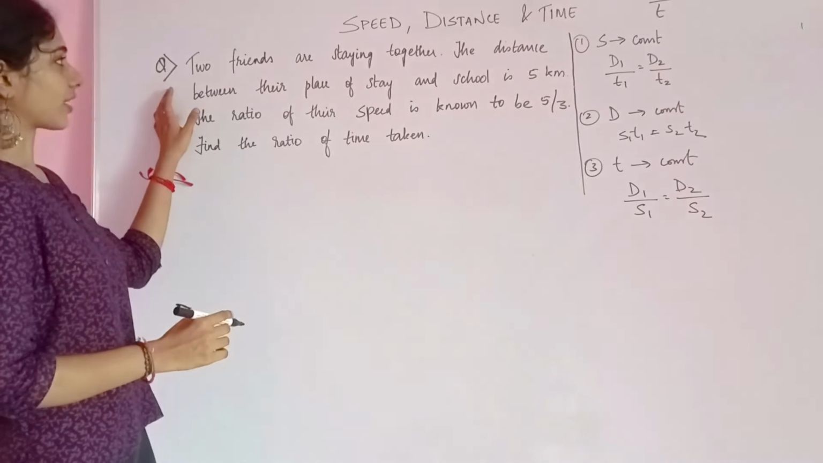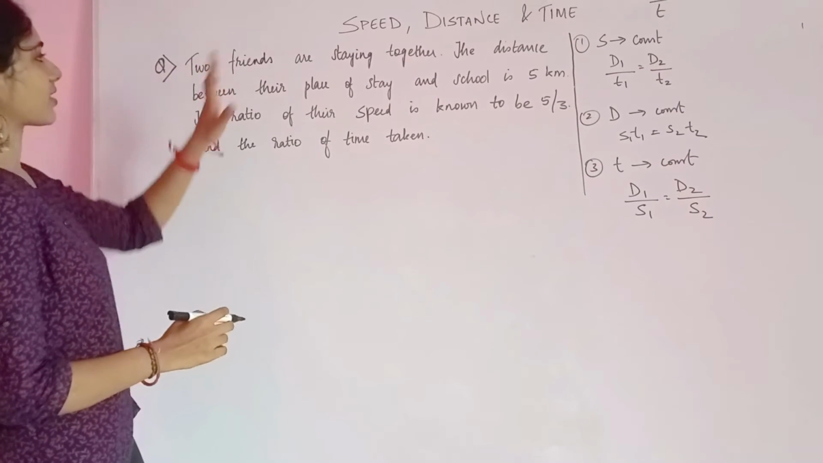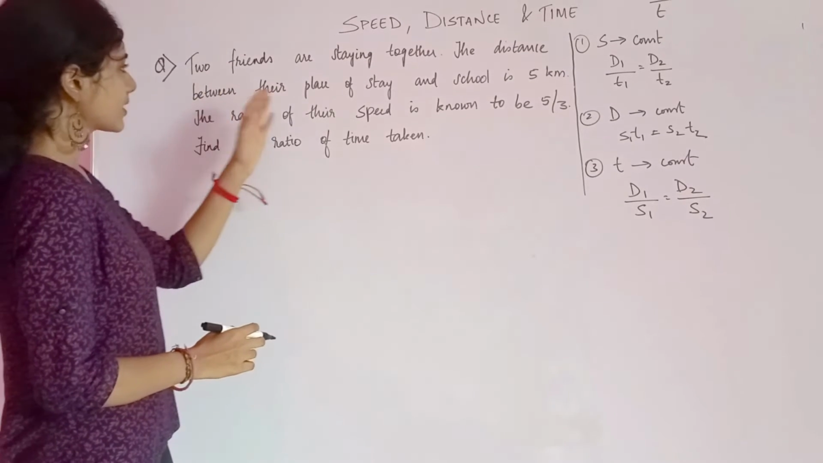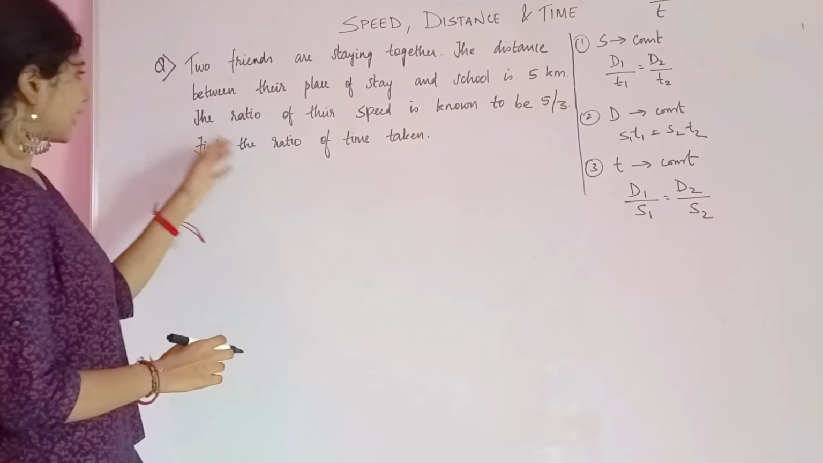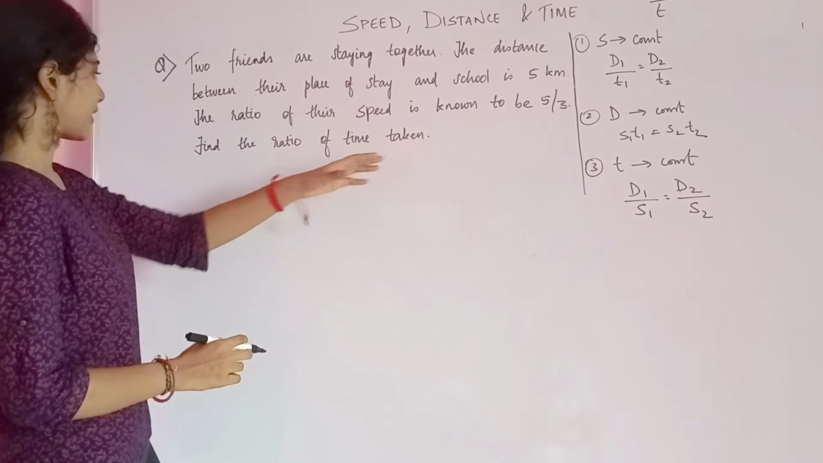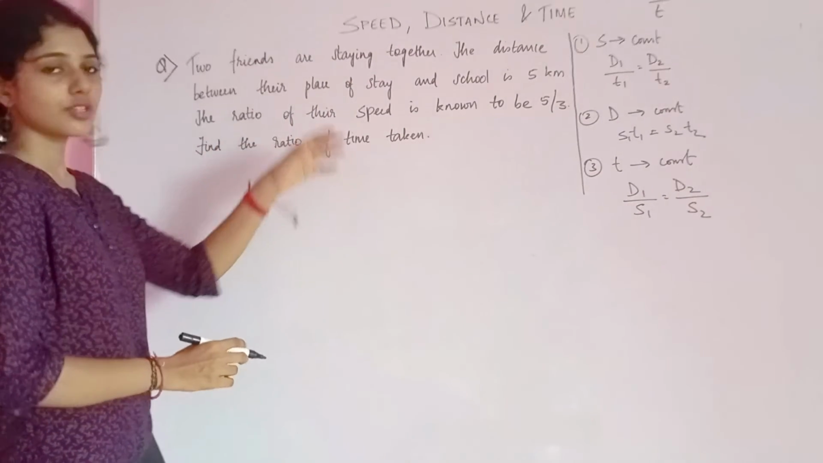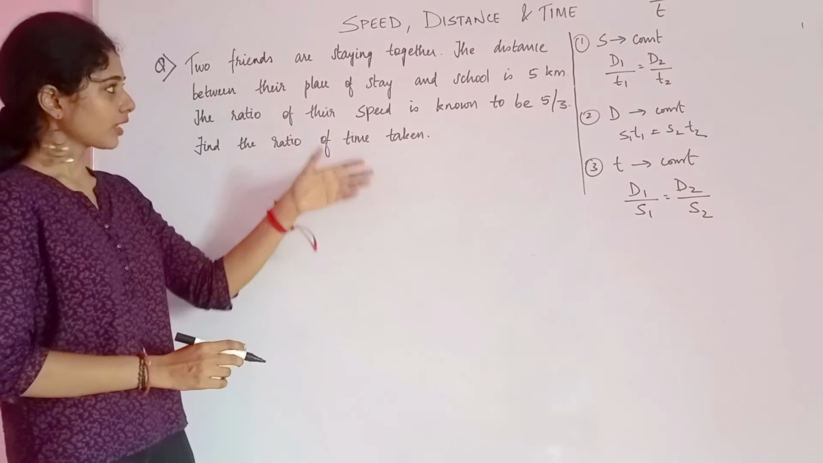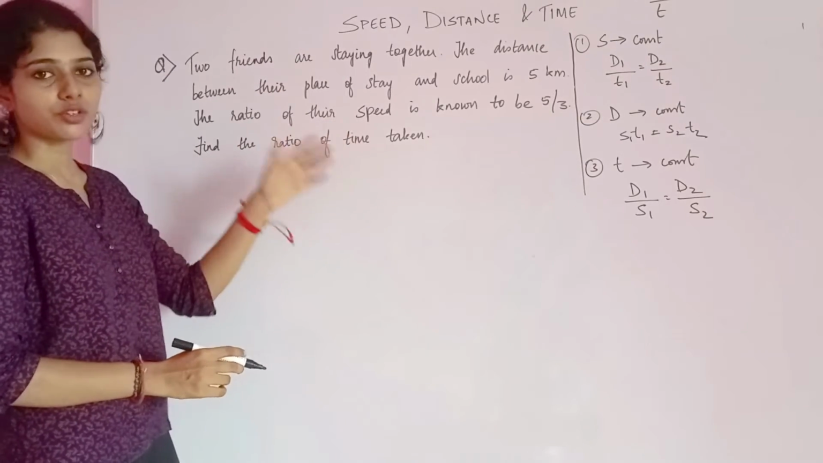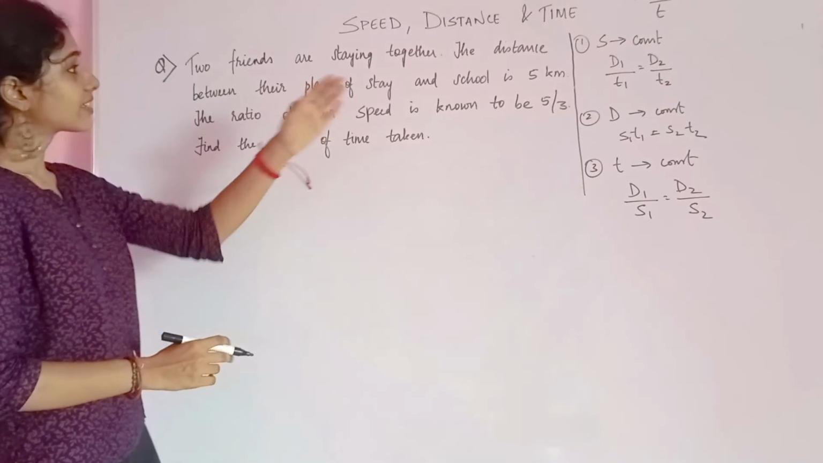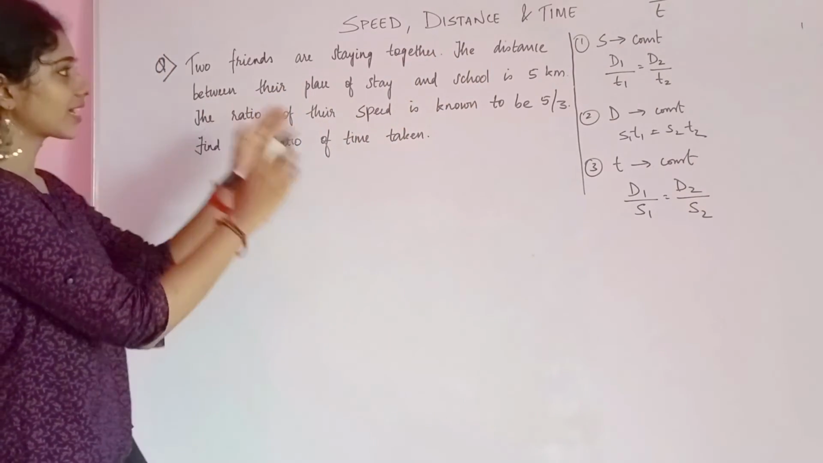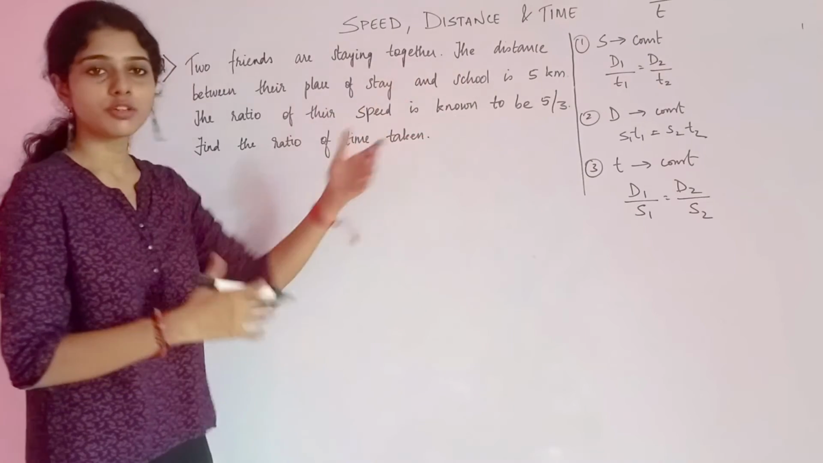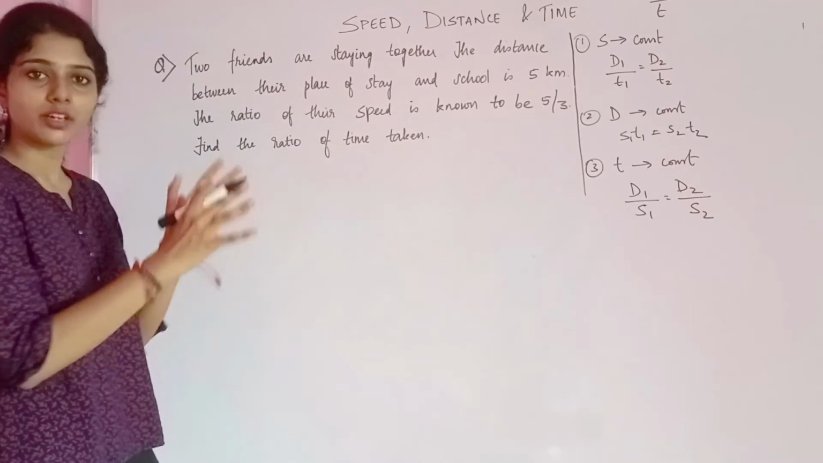So the second question. Let's see the question. Two friends are staying together. The distance between the place of stay and the school is 5 km. The ratio of the speed is known to be 5 by 3. Find the ratio of the time taken. So it's a pretty direct question here. As you read the question, what can you see? What is constant here? The distance here is constant because the distance between the place of stay and school is 5 km. It's not going to vary at all. It's always 5 km only.